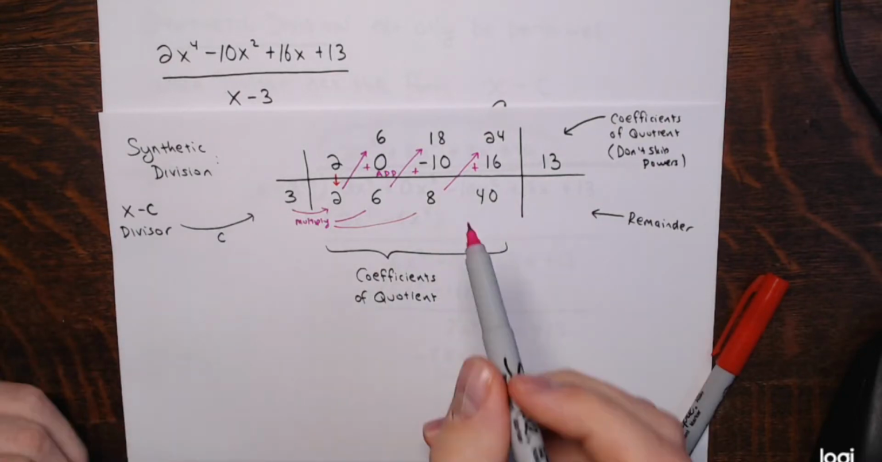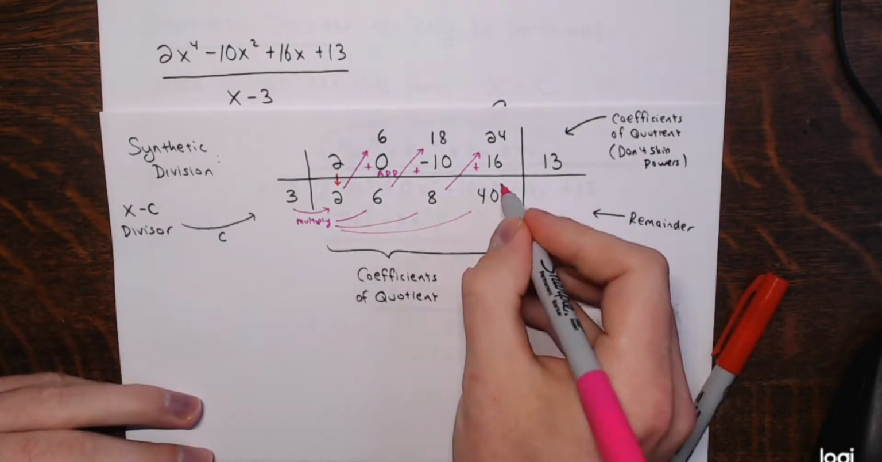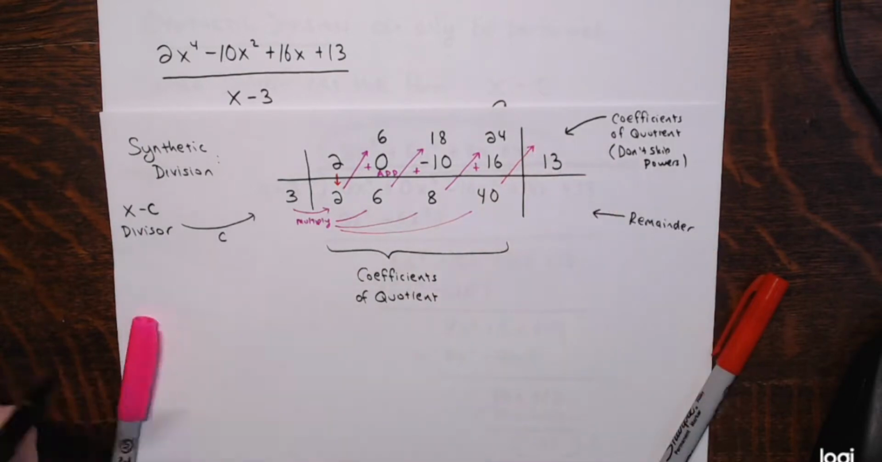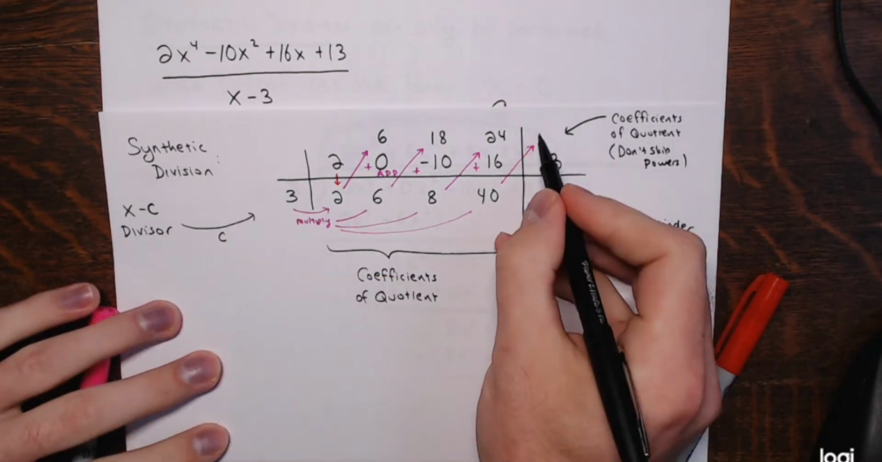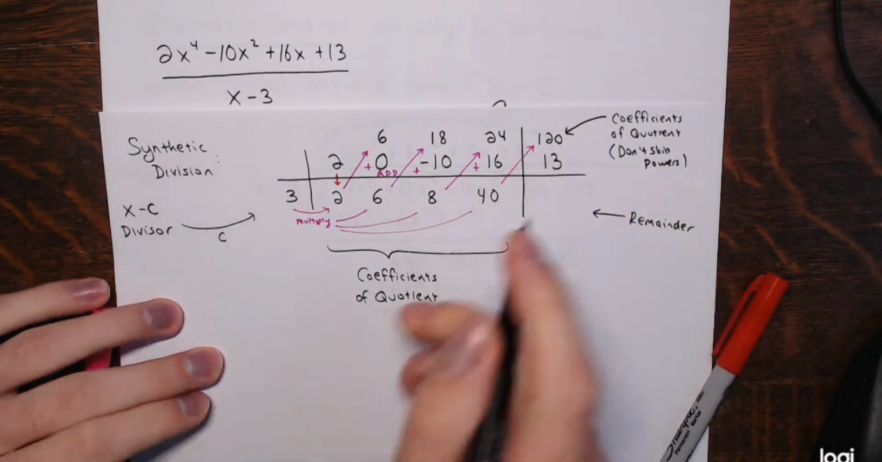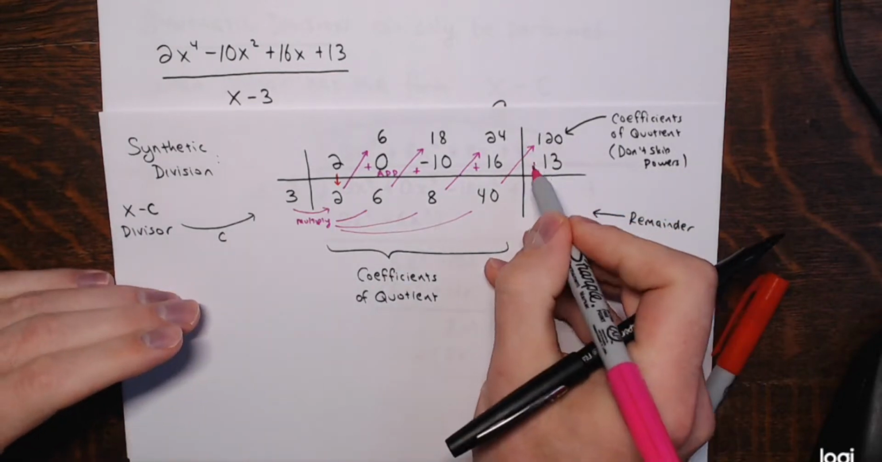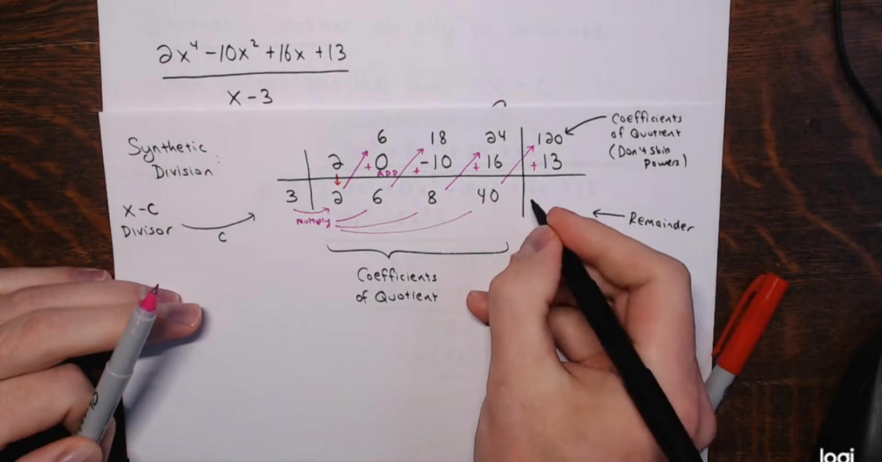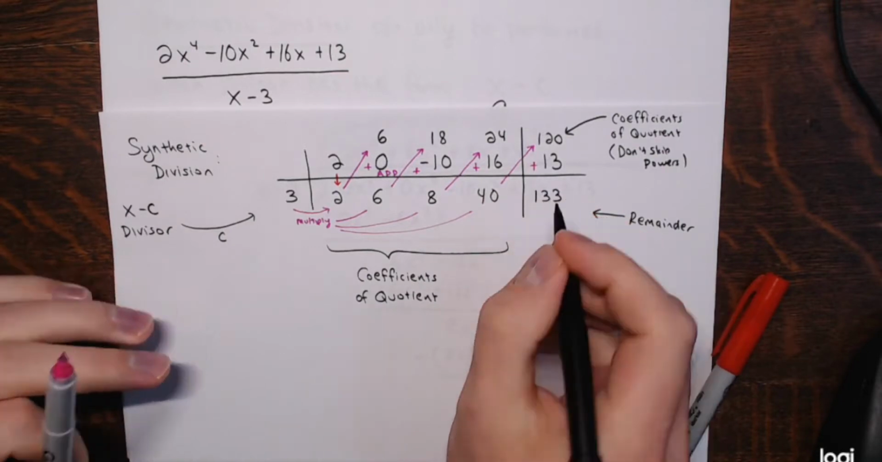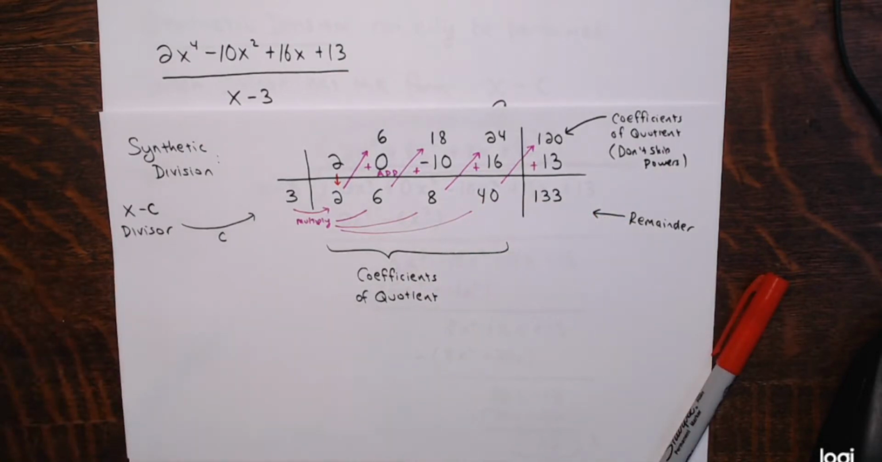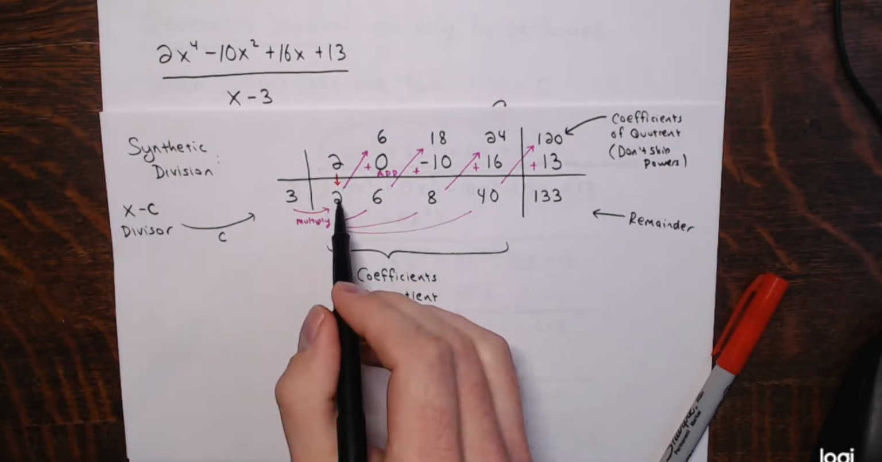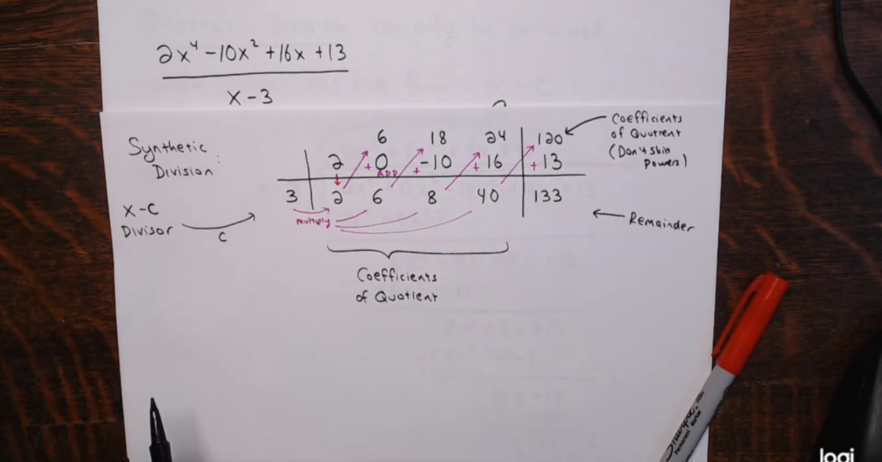We've got one more time here. Multiply by 3, right above the next column. 3 times 40 is 120. Then add 120 plus 13 is 133. And I'm done. You drop the first one down, multiply by c, and add. Multiply by c, add to the next column. Multiply by c, add to the next column. Multiply by c, add to the next column, all the way to the end.